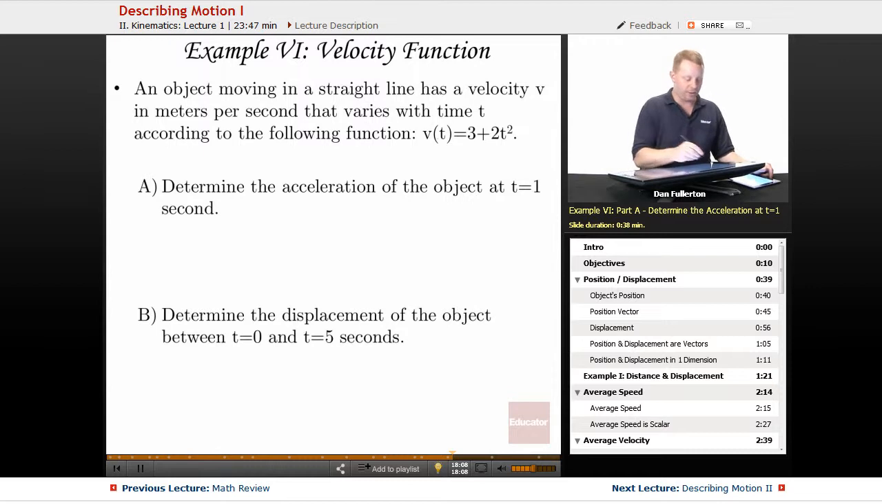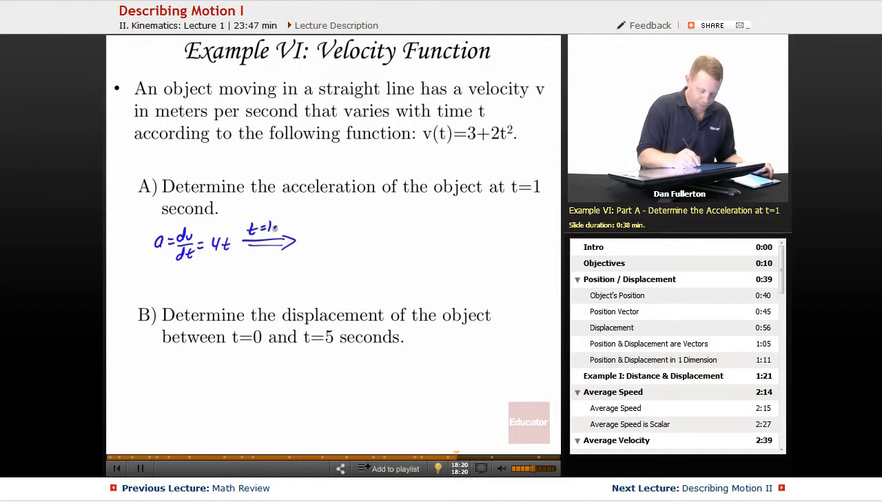All right, acceleration is just the derivative of velocity with respect to time, which is going to be, derivative of velocity is just going to be 4t. And since we know in this problem that t equals 1 second, acceleration is just going to be equal to 4 times 1, or 4 meters per second squared.